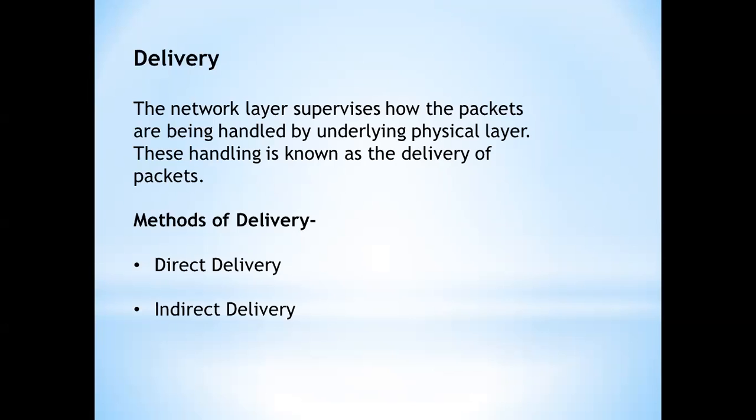And in indirect delivery, the sender host and destination host are not part of the same physical network. In such a situation, the packet travels from one router to another and finally is delivered to the destination host. Indirect delivery involves one direct and zero or more indirect deliveries. The last delivery is always a direct delivery.